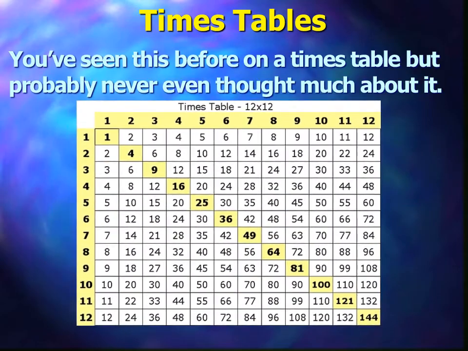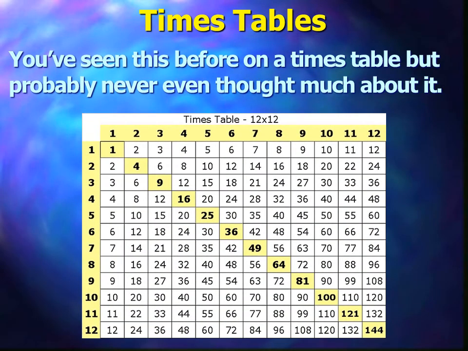Here's a times table. You'll notice that all of the squares are highlighted in yellow down the diagonal. I'm circling them here now so you can see them for sure. So 1 times 1, of course, is 1. 2 times 2 equals 4, all the way down to 12 times 12, or 12 squared, equals 144. These numbers are important because they have an odd number of factors.